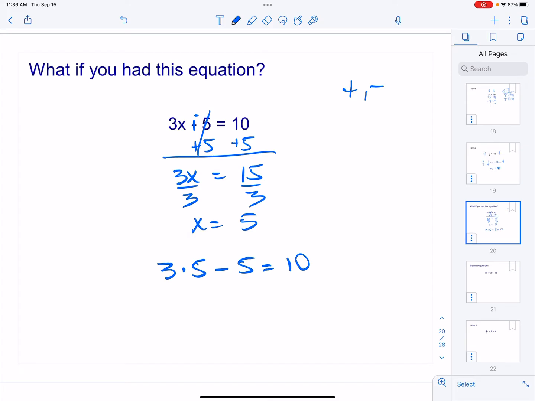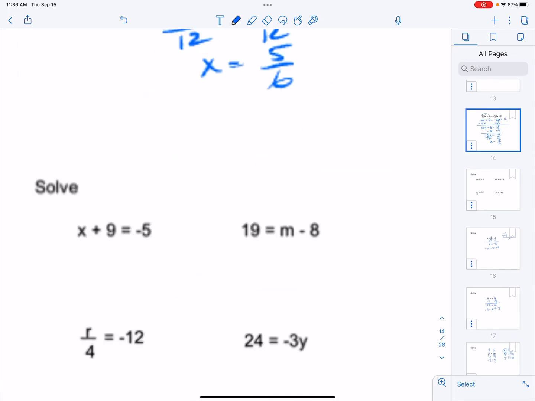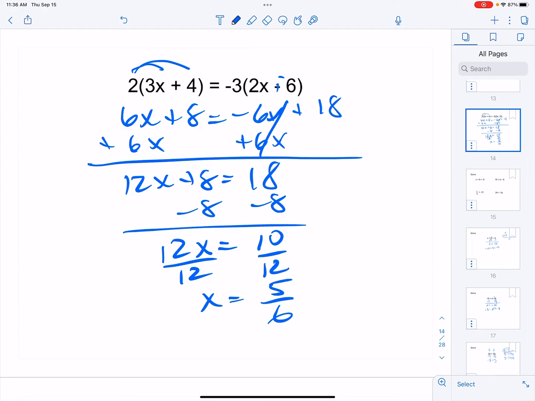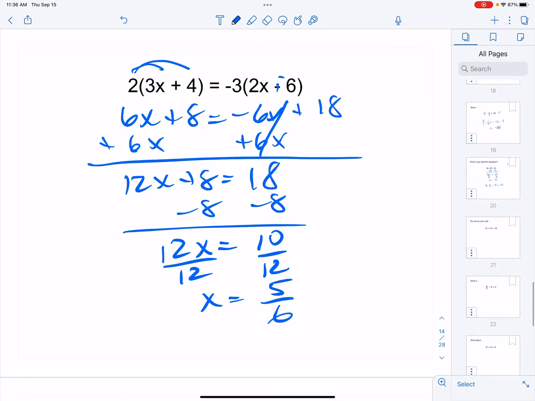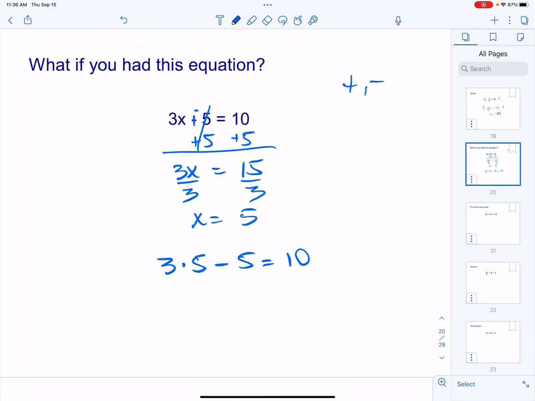Now, some of you are still going to say, well, Mr. Nash, I can do all this in my head. You're right. But what we're working towards is this. Okay? Most of you can't do all this in your head. So that's why we've got to learn these steps. And if you don't do the steps, you don't get the credit. So let's do another one.